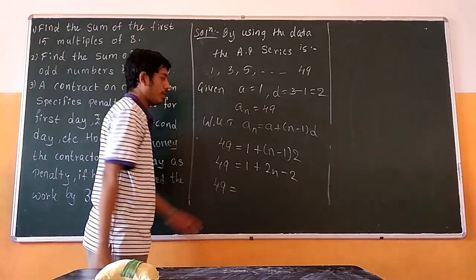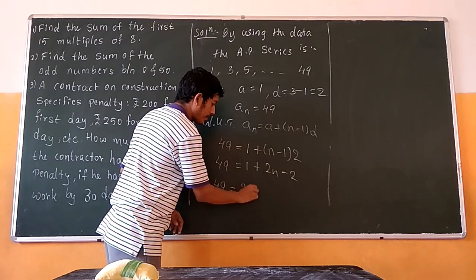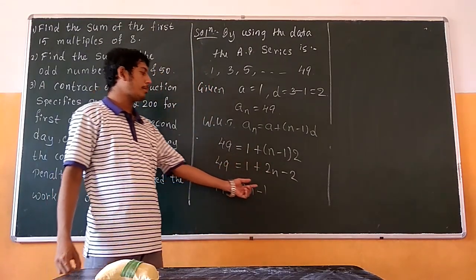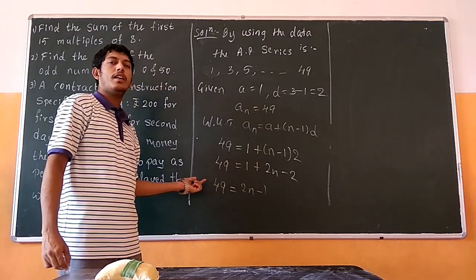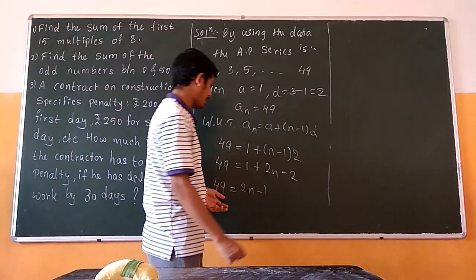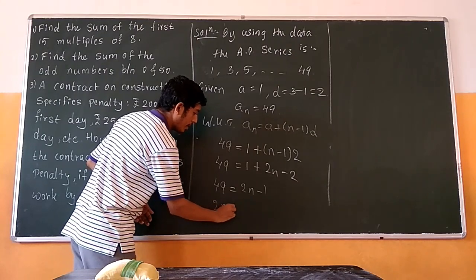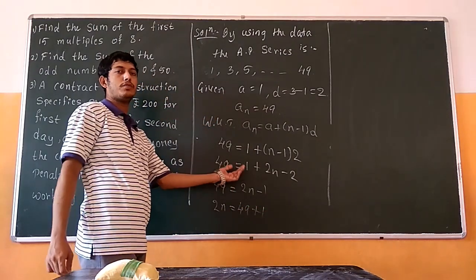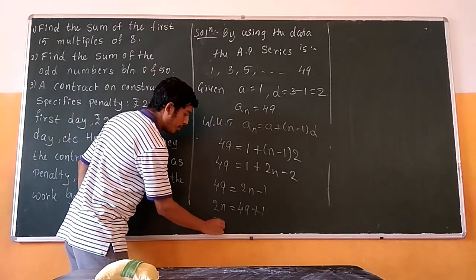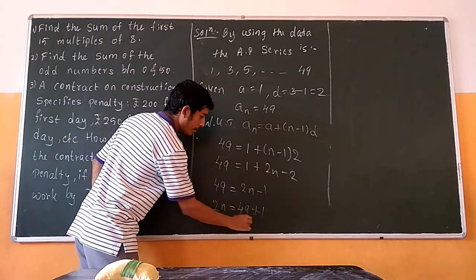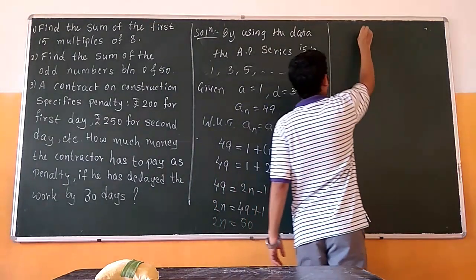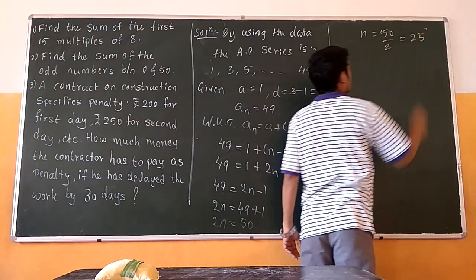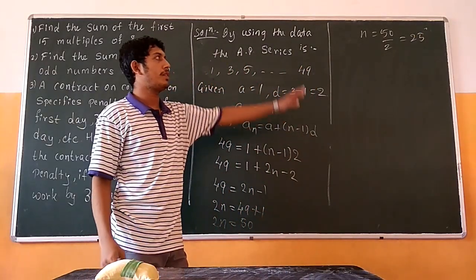49 equals 2N minus 1. So I will take this minus 1 to the left hand side and rearrange. It becomes 2N equals 49 plus 1, because minus 1 becomes plus 1. Therefore 2N is equal to 50, and N equals 50 by 2, that is equal to 25.